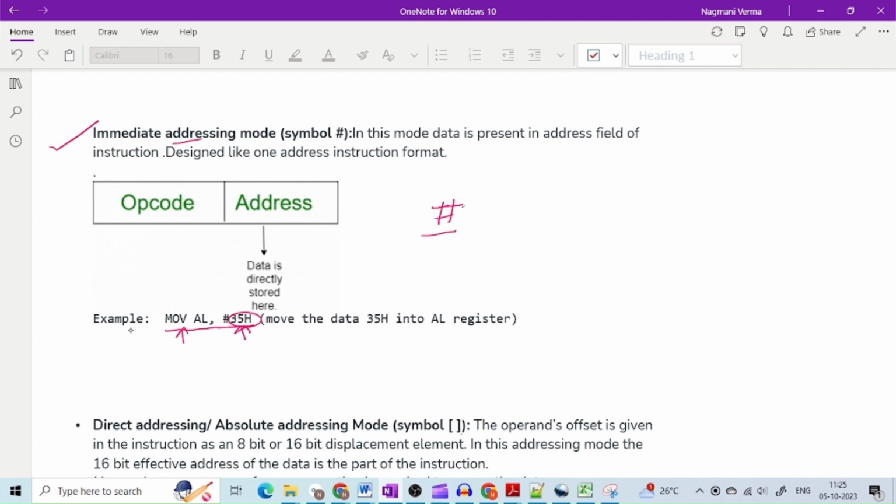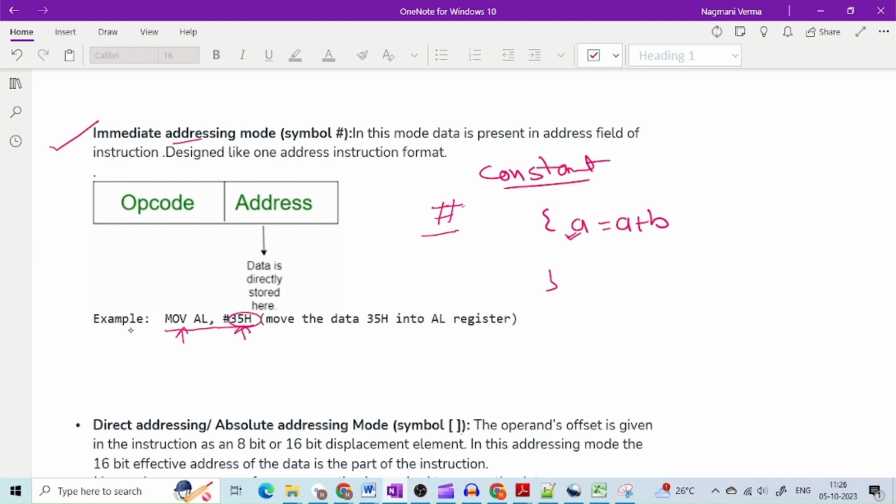Remember this one. One more thing, basically we use this for constants. For example, if you have a program and the value is not going to change during the complete process, then we can simply pass that value. But for example, if we are giving a equals a plus b, here the value of a has changed. So we cannot use this as immediate addressing. So in immediate addressing, basically we are using constants.